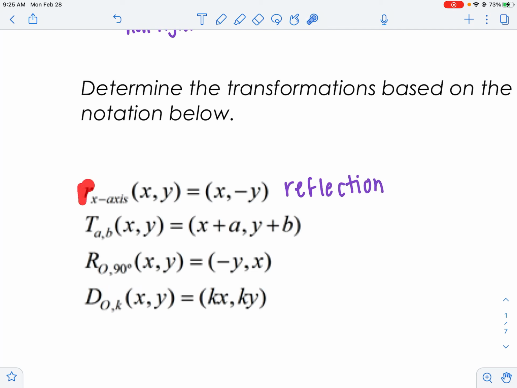And if that lowercase r stands for reflection, what do you think the uppercase R is going to be? And it says 90 degrees. That's a hint. That would be a rotation, which means that capital T would be your translation. And our last one would be our dilation.